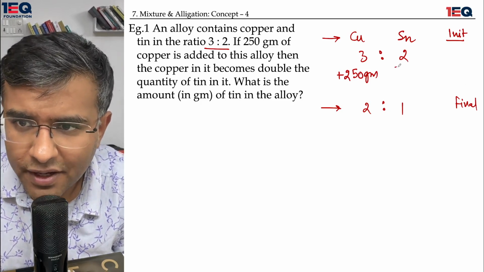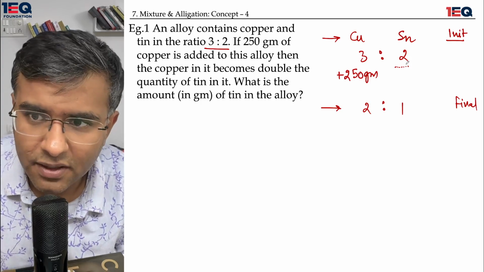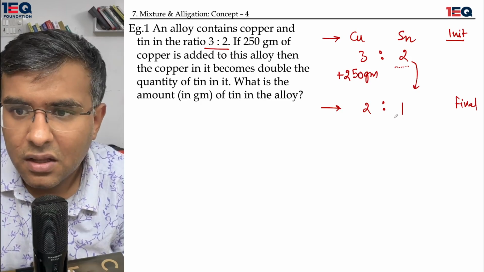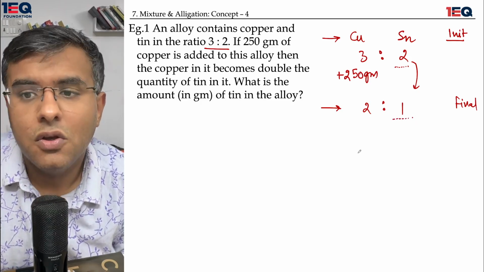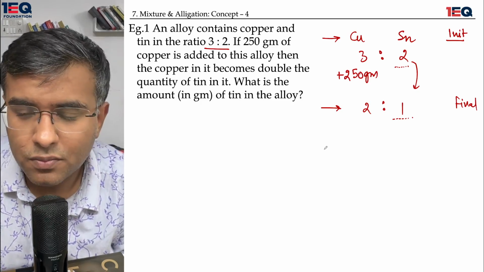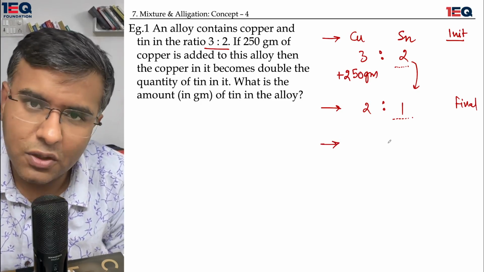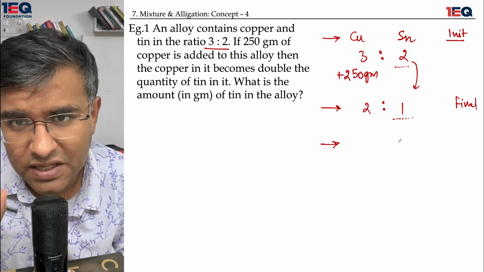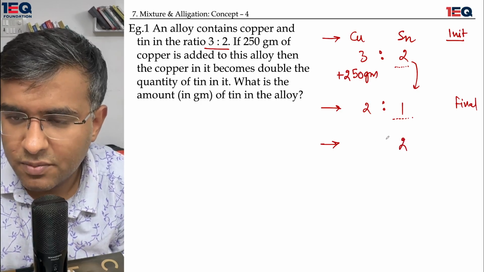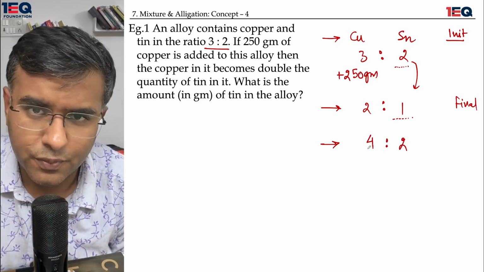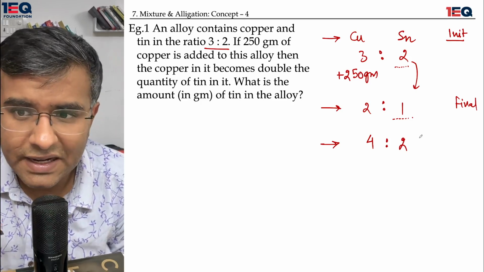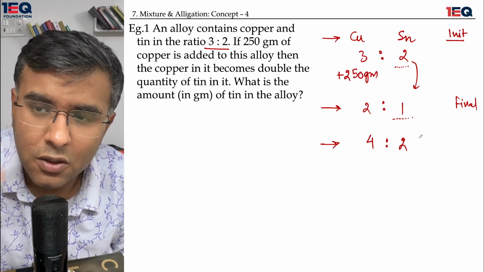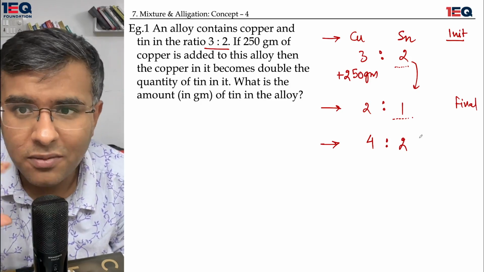If the ratio value of tin is 2 in the beginning, I will have to forcefully assume that in the final level as well, the value of tin should be the same. If not the same, I will have to multiply it by 2. If tin is being multiplied by 2, then copper would also be multiplied by 2, because that would keep my ratios stable. This would become 4 is to 2. The final ratio is not getting disbalanced because of my operation of multiplying by 2, so as to bring the quantity of tin to be equal in both the cases.